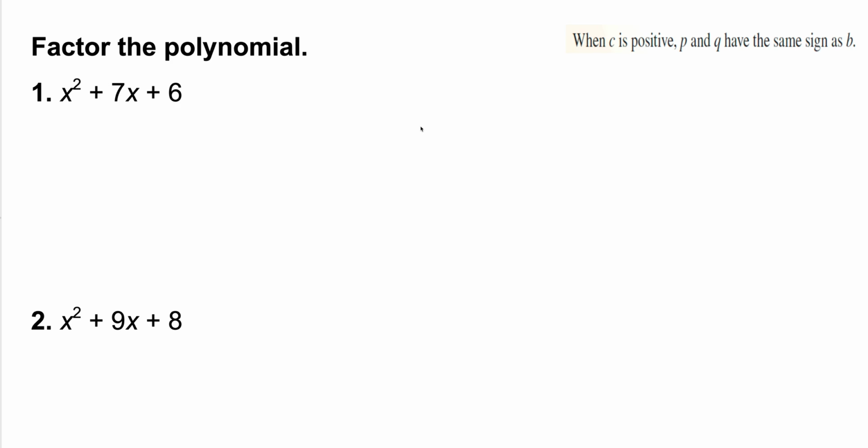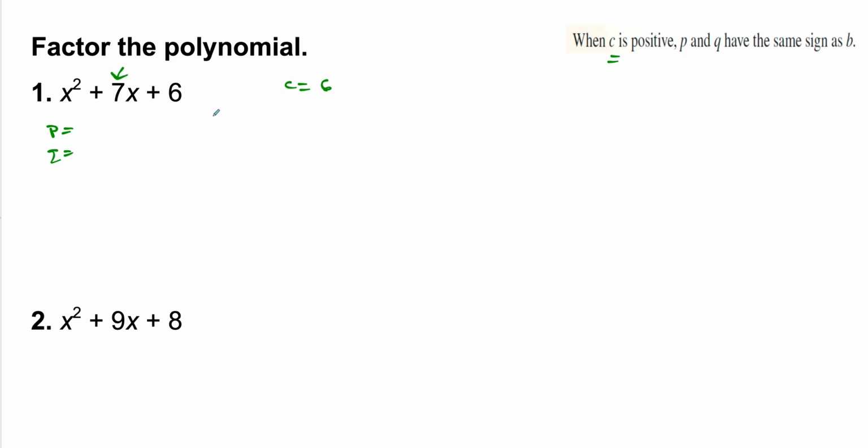Factor these polynomials. One thing to keep in mind as we go through this is that if c is positive, let's take a look at the first one. C is a positive 6, then the rest of it applies. Both of the numbers that we're looking for, we're going to call P and Q. And again, these are just random variables.